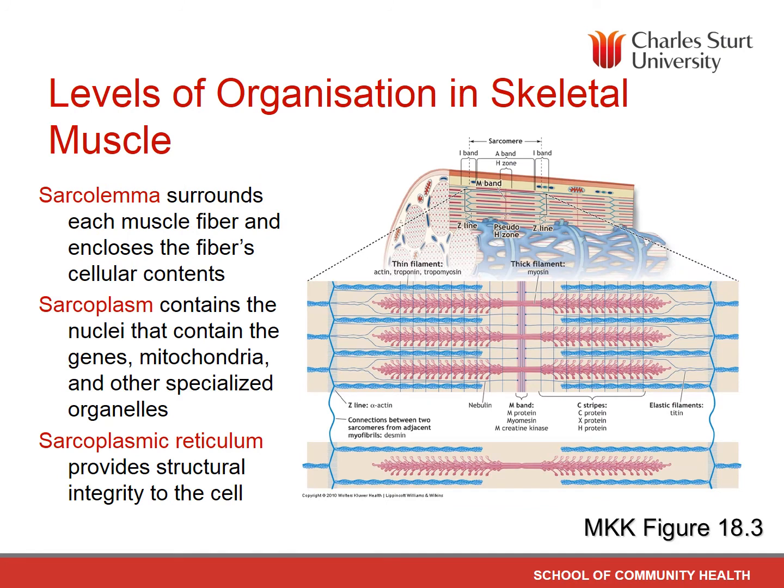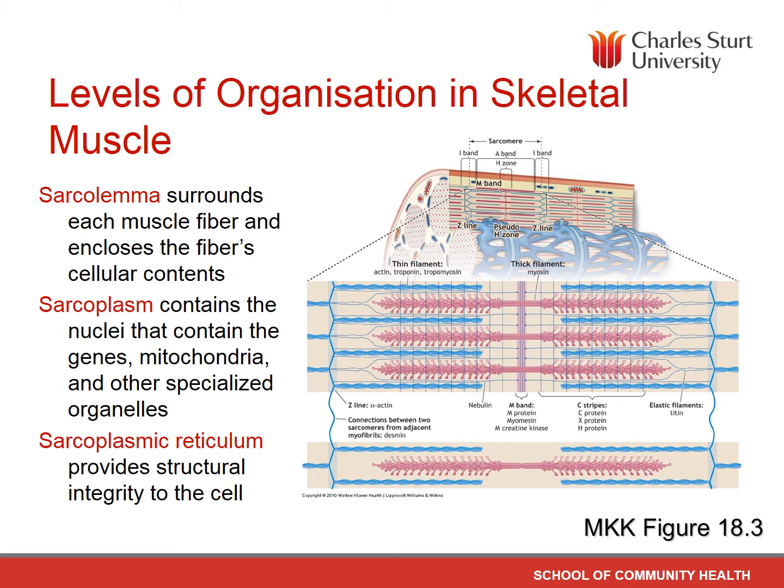Okay, now if we go through the levels of organization of skeletal muscle one level deeper, we'll get the muscle fiber membrane. So the plasma membrane of a muscle fiber is called the sarcolemma. Now the sarcolemma surrounds each muscle fiber and encloses the fiber's cellular contents, just like the plasma membrane does for what we could call our typical cell that we would have learnt about in cells lectures in BMS256.